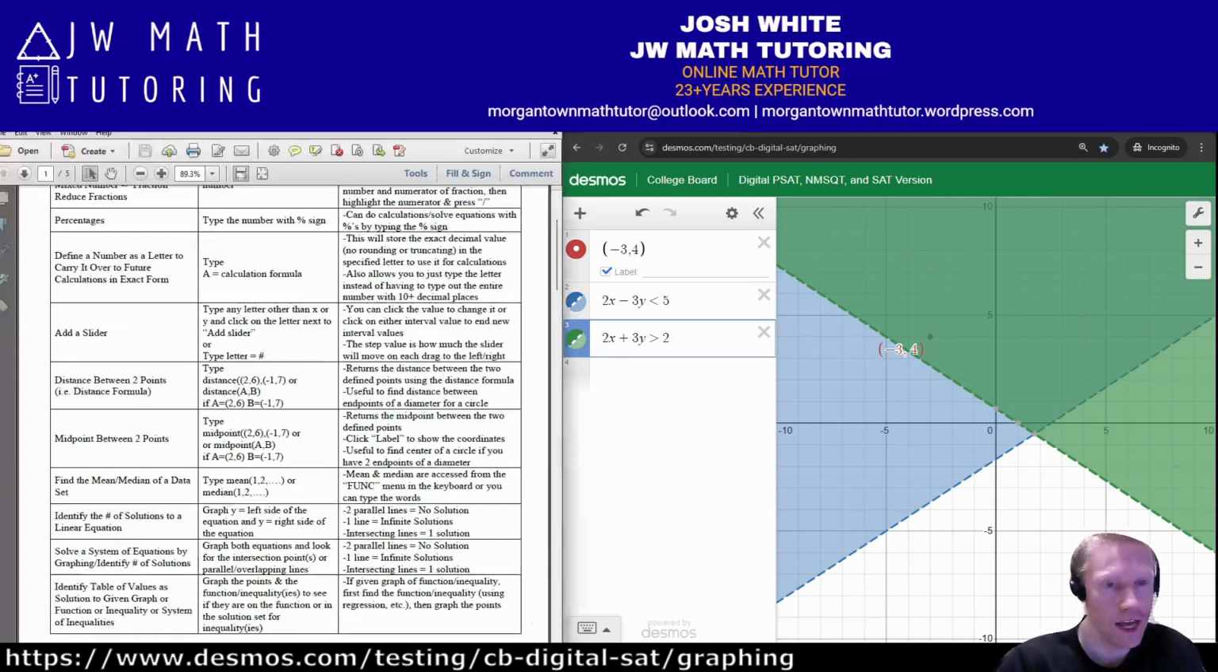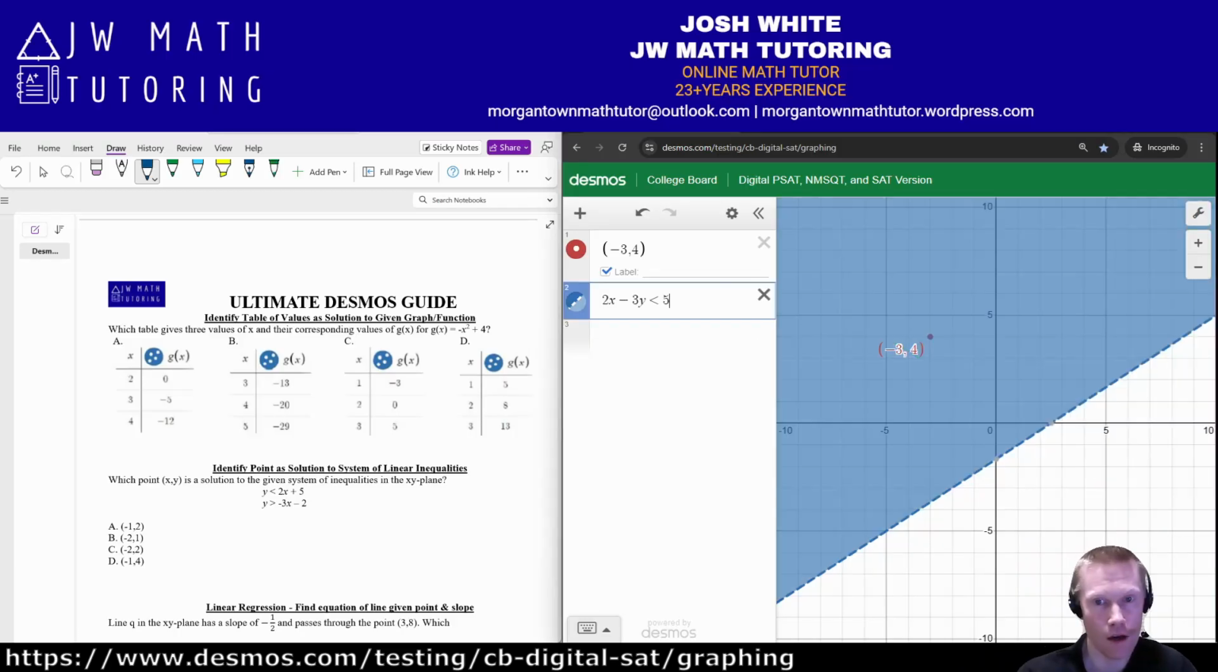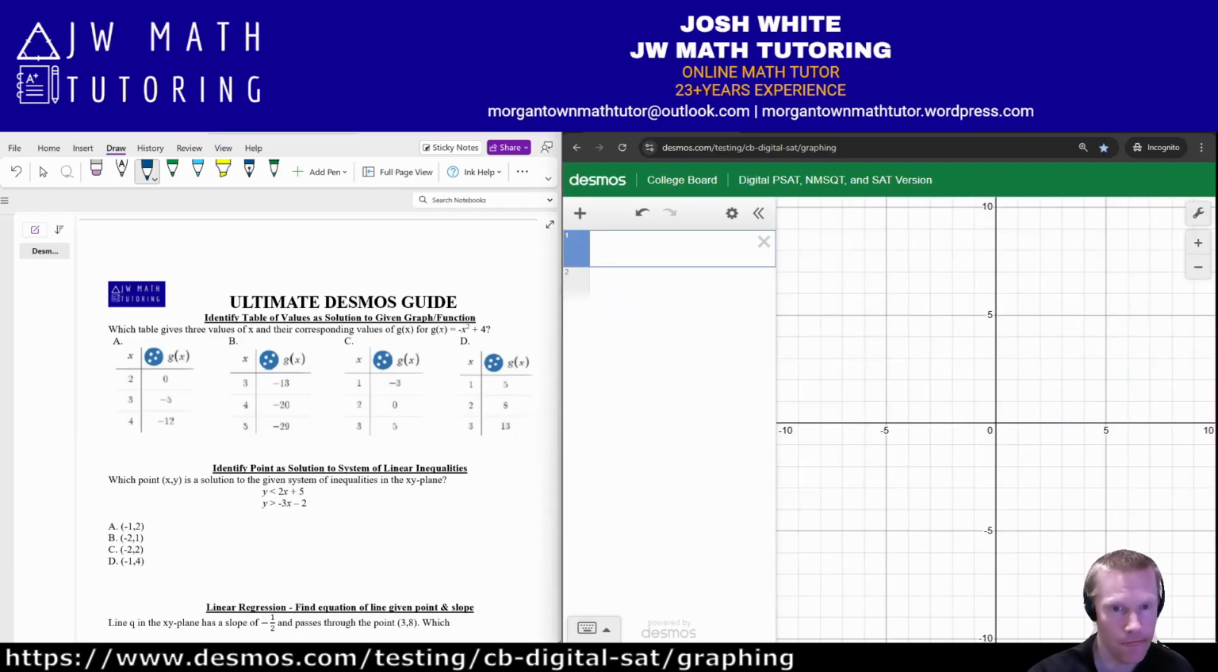So again, this is how you could identify whether a single point is a solution to, in this example, a system of linear inequalities. It looks like we actually have two more examples here, so let's go through those as well before we move on to the next topic.